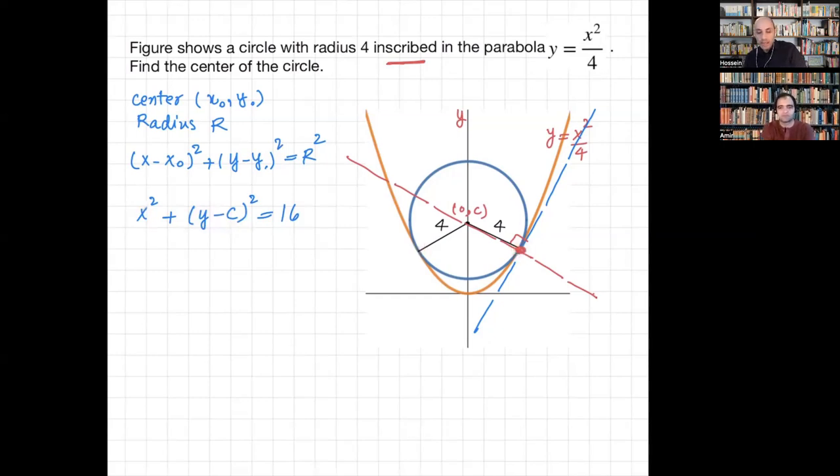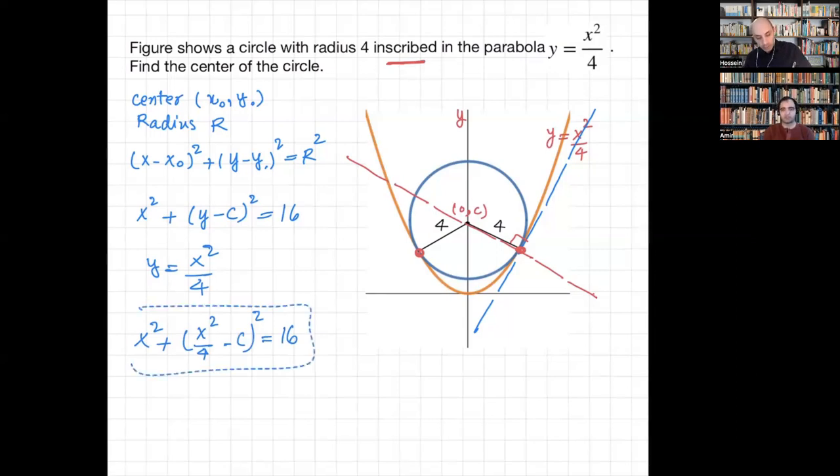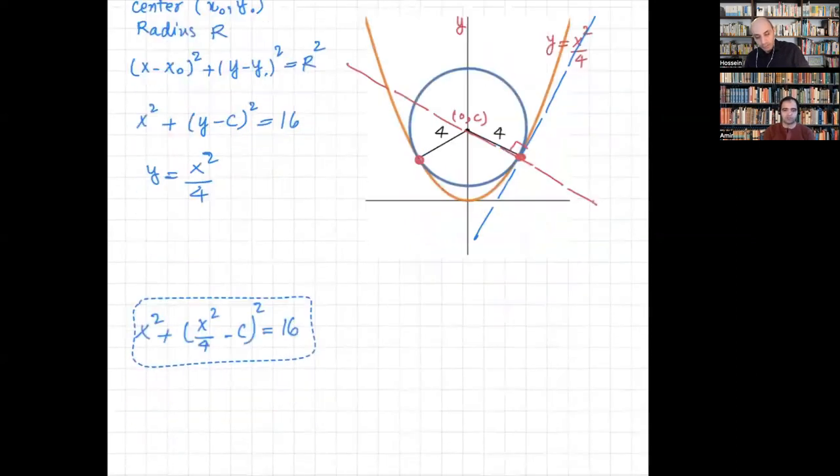At these two points, I know that y is equal to x squared divided by 4, because the coordinate is governed by the equation of the parabola, which is given. The red point you just mentioned is on both the circle and the parabola. I have another one here. If I substitute that in the circle equation, I'm going to have x squared plus x squared divided by 4 minus c, all squared, equals 16. This is where the circle and the parabola are touching. So you reduced the unknowns by 1, and you just have 2 unknowns right now, x and c.